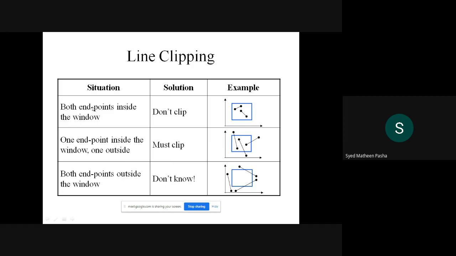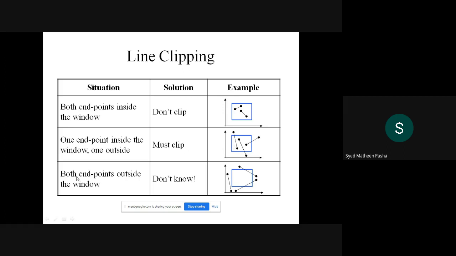So in the first case, if both endpoints are inside the window, you won't clip, because you are getting a full line inside the window. In the second case, one endpoint inside the window and one outside, you should clip there. Inside that window you are getting one point. It's more than enough for clipping, because you don't want either of the points to be displayed inside the window. You should clip in that case.